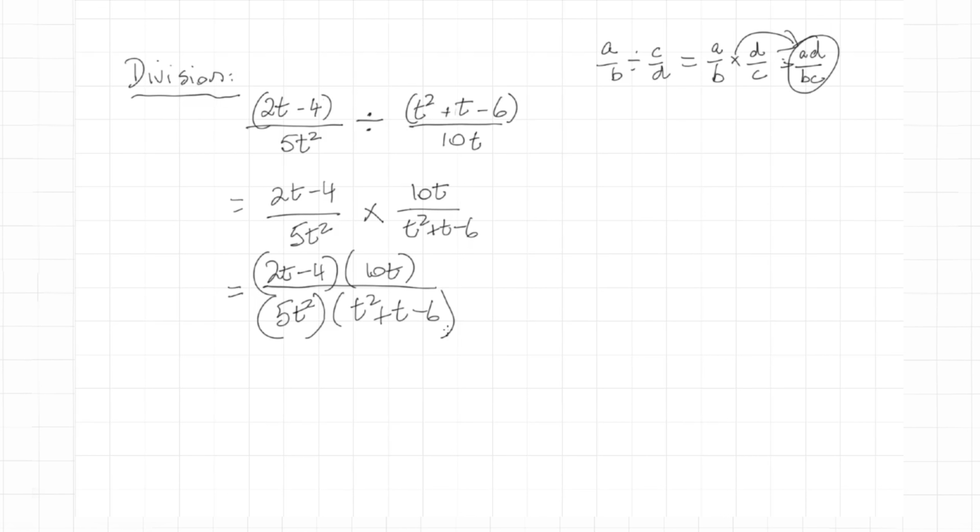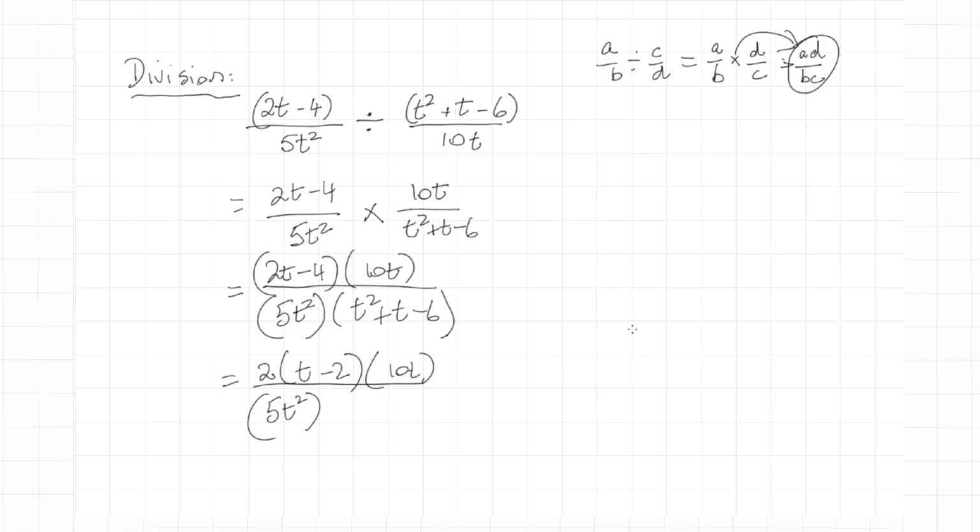Now, with this as well, it looks like if we can factorize these two here, we may be able to get things that will cancel down. And we say, righto, let's look at the numerator first. What have we got here? We've got a common factor of 2, so it'll be 2 outside of t minus 2. 10t will just stay as it is. 5t squared on the denominator will stay as it is.